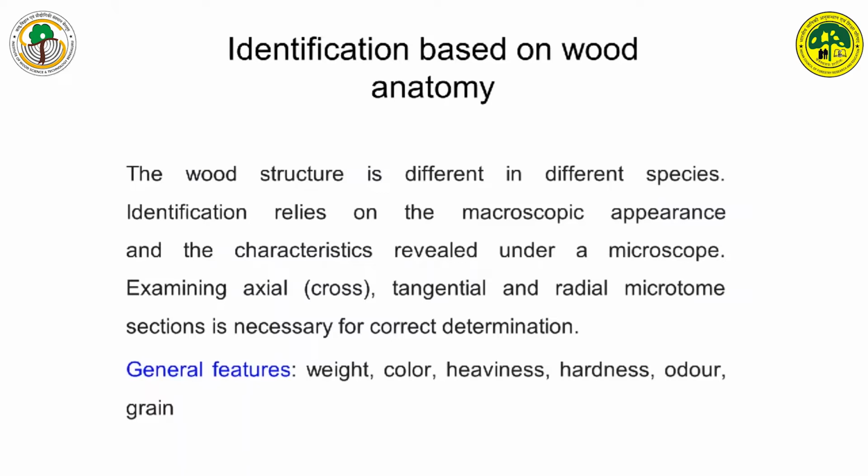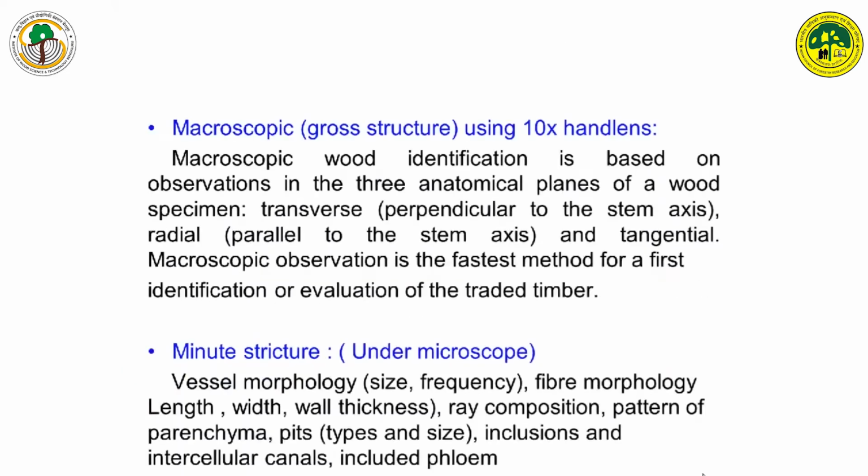So here, as the previous speaker has told, general features we will be seeing, like weight, color, heaviness, hardness, odor, and grain. The macroscopic examination uses a 10x hand lens. Here, the wood identification is based on the observation in all the three anatomical planes of the wood specimen: transverse, that is perpendicular to the stem axis, radial, that is parallel to the stem axis, and the tangential plane. Macroscopic observation is the fastest method for the first identification or the evaluation of the traded timber.